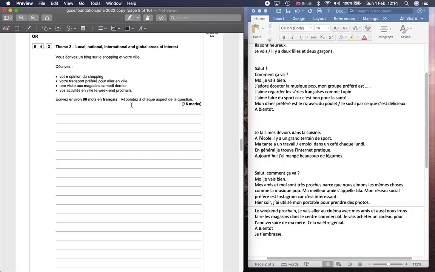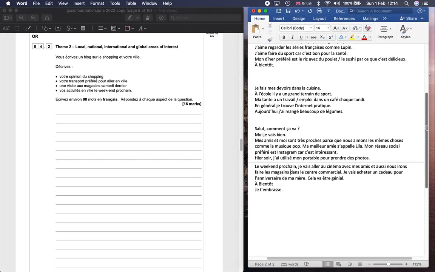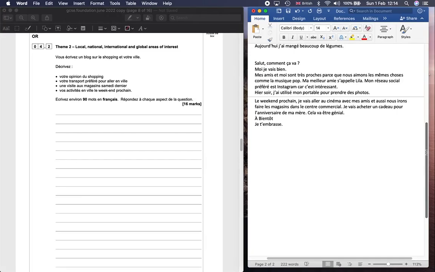Here's still 90 words. So let's start with our same pattern. It will be helpful to keep the same patterns. At least we have a few words that are already in there. So we can start by saying salut.